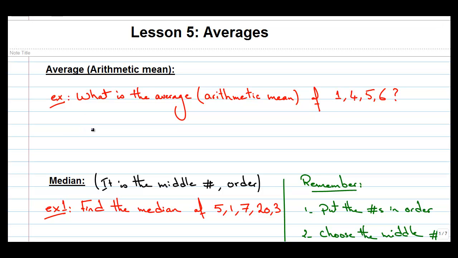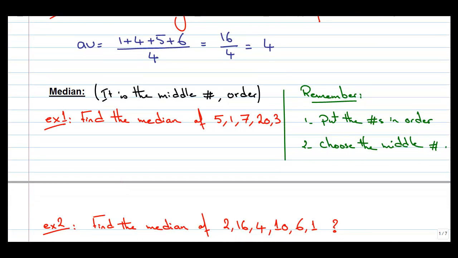In this first example we will learn how to calculate the average. It's simply the sum of the given values. As you can see here, 1 plus 4 plus 5 plus 6, we have some given values. You just add them and you divide by the number. Here you have 4 values, so you divide by 4. If you have 5 values, you divide by 5, and so on. So the average for this simple example is 4.